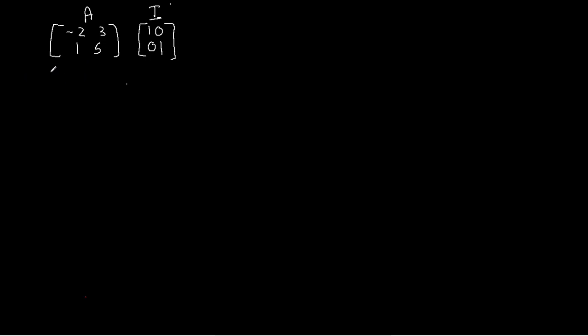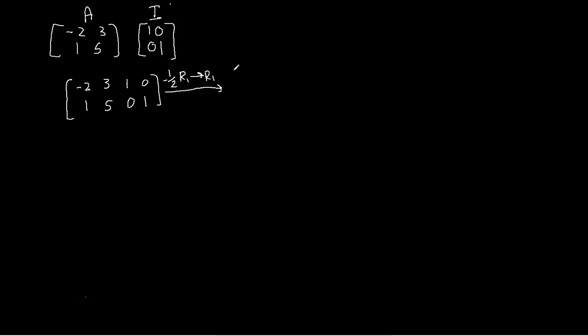We're going to augment them together to give us a new matrix that is going to look like this: [-2, 3 | 1, 0; 1, 5 | 0, 1]. All I did was augment these two matrices together. To put this in reduced row echelon form, the first thing we want to do is make this a leading 1. To do that, we have to multiply the entire row by -1/2. So that's going to be -1/2 times R1, and then we put that value into R1.